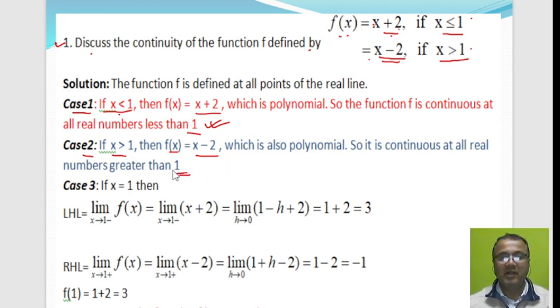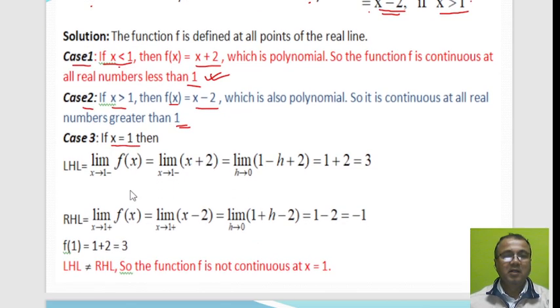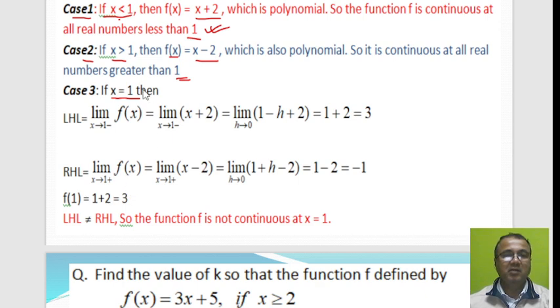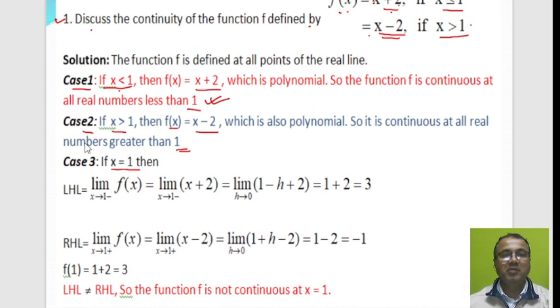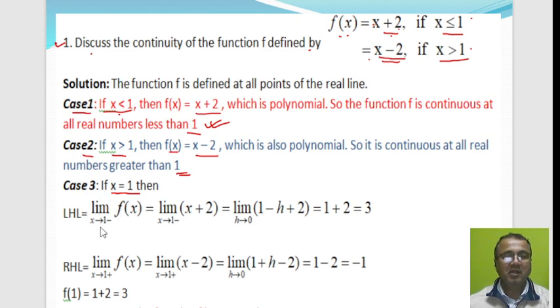Now let us verify one more point, that is at x equal to 1, you have to verify whether it is continuous or discontinuous. For x equal to 1, you have to check the left hand limit. So what is the left hand limit? Left hand limit will be the limit of x tends to 1 minus f(x). Now I will write here left hand limit, x tends to 1 minus, this 1 minus means less than 1. So less than 1 के लिए क्या था function? x plus 2 था. So हम लोग ने यहाँ पे x plus 2 बोल के लिख लिया.